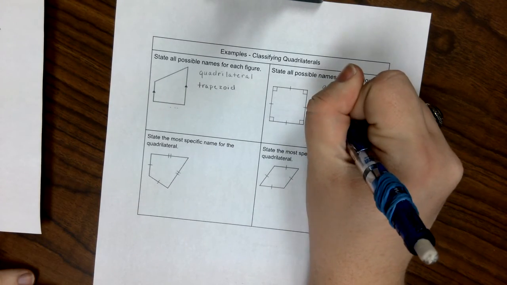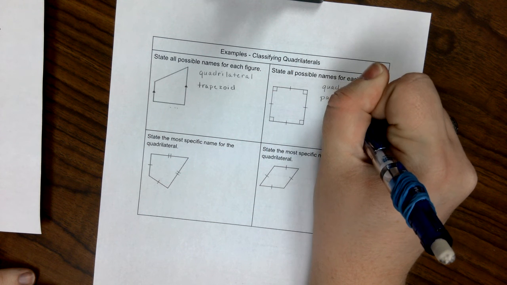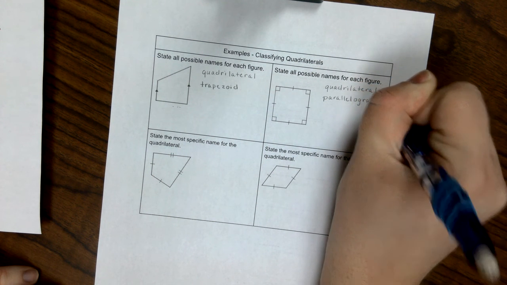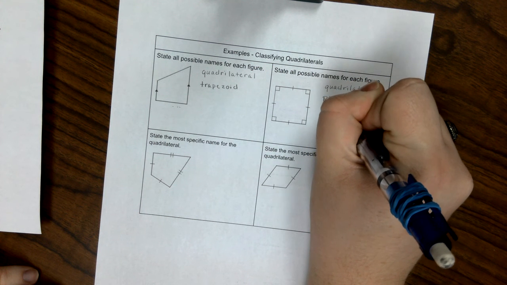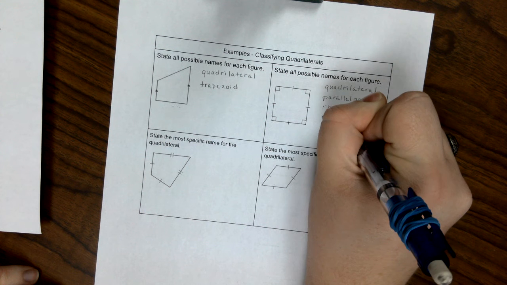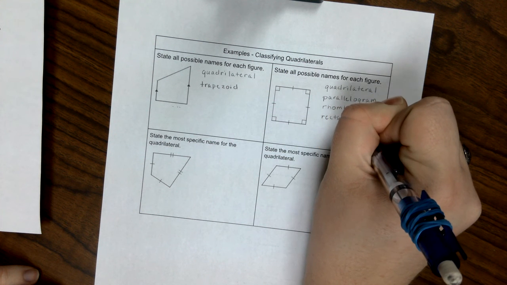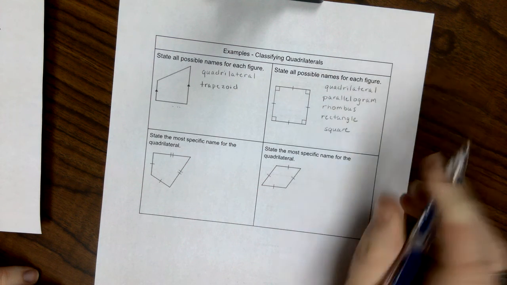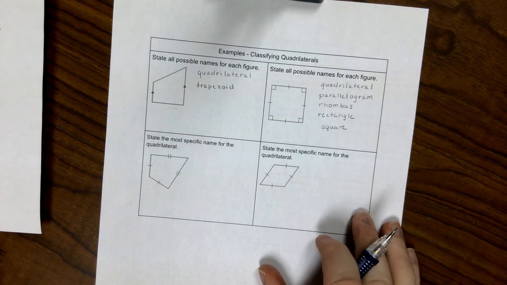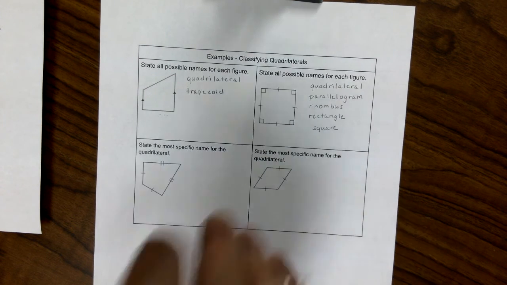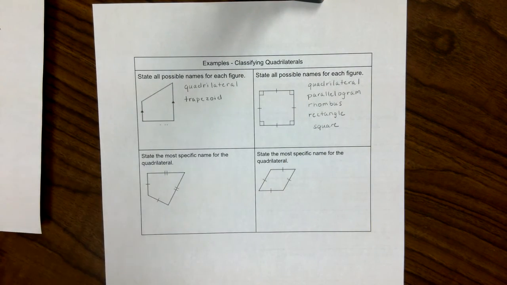So this is also a parallelogram. It's also a rhombus. It's also a rectangle. And it's also a square. Okay? So that's if you're doing all possible names. You just tell me as many as you can that are applicable.